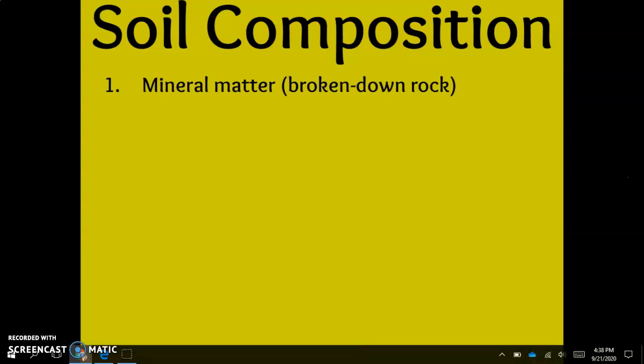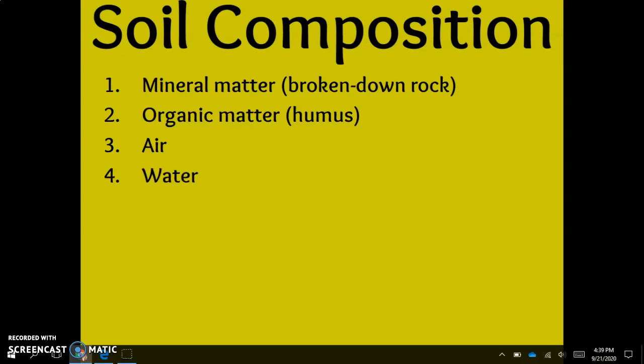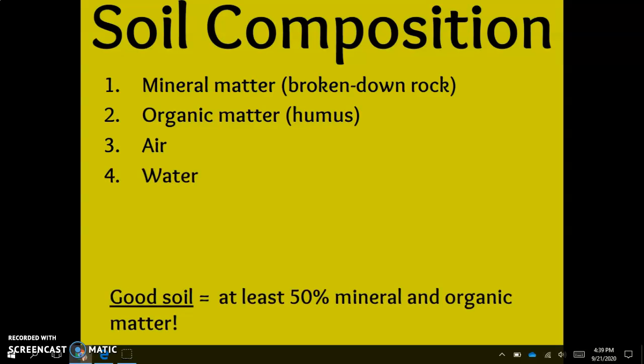So soil composition is made of a couple things. Number 1 is the mineral matter, that is just the broken down rock. Number 2 is the organic matter, also known as humus. Not the kind that you eat, so not the chickpea hummus, but it's just organic matter. And organic matter can be things like plants, the worms, the bacteria that live in the soil. 3 is air, and 4 is water. So a good soil is at least 50% mineral and organic matter. So more mineral and organic matter than the air and the water.